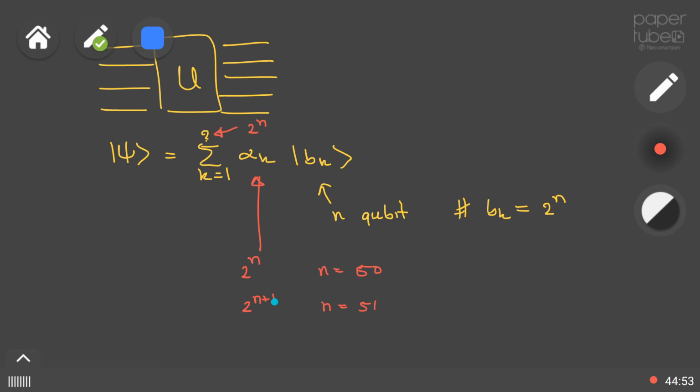And Richard Feynman pointed out that, well, if a classical computer is not able to deal with the size of parameters that a quantum system will have, then you may as well use a quantum system to simulate a quantum process or a quantum state. And that's the origin of quantum computation.